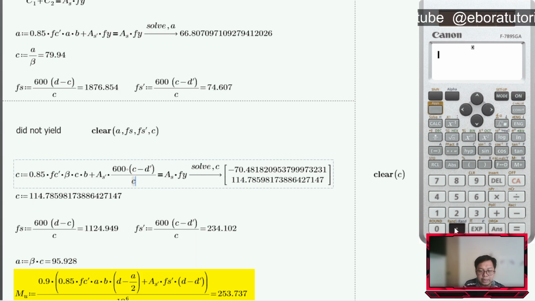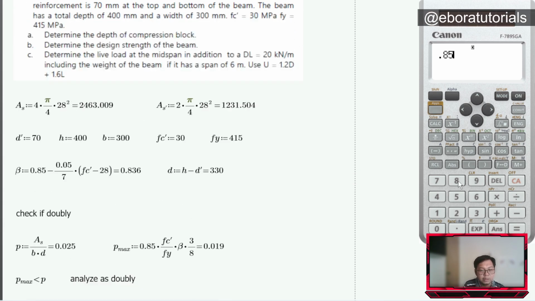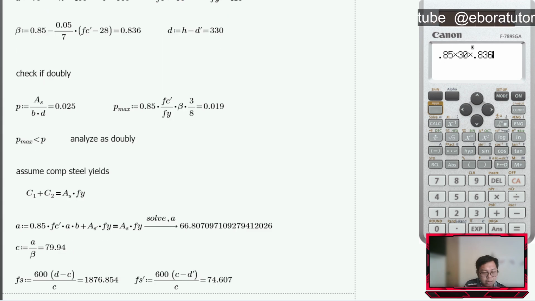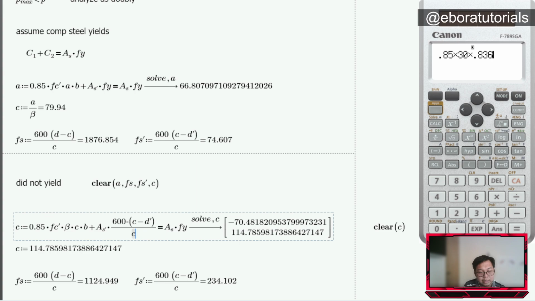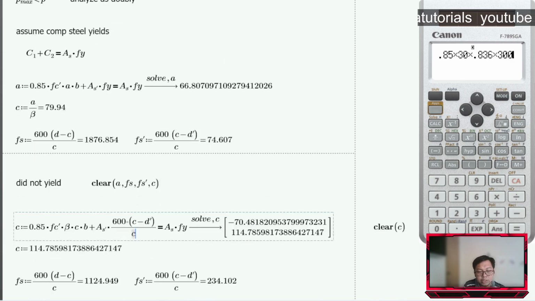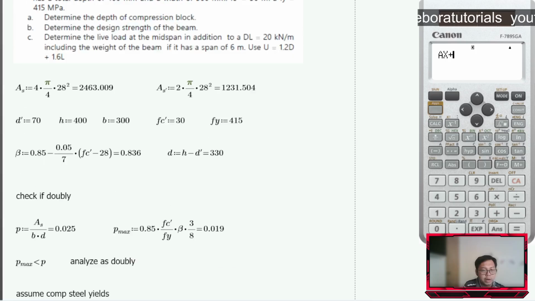Check na natin. 0.85 Fc prime. Ano ba yung Fc prime? 30. 0.85 Fc prime. Beta. Ano ba yung beta dito? 0.836. By the way, may discrepancy ito ng count since I'm not using the actual value of beta. Medyo mataas pa yun, 0.836 something. 0.85 Fc prime, beta, and then b. Ano yung b? 300 times 300. So, ito, since that is constant, I will store that one sa letter A. Lagay ko yan sa letter A. Okay? So, I think, pwede na ikasya natin. A times c, kasi meron c sa first term, you know. Diba? A times c plus, ano yung As'?